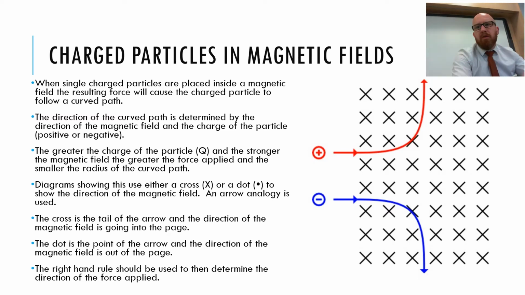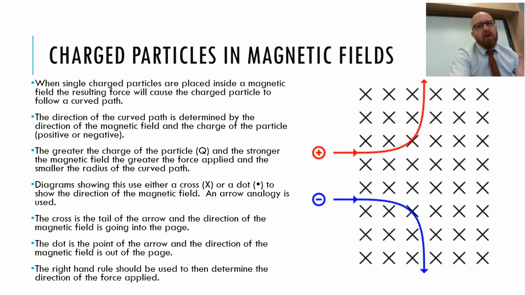Now if I just skip down and discuss what the crosses mean. The crosses use something known as an arrow analogy. The cross represents the tail of the arrow, the back of the arrow. So in this example, the magnetic field is going into the screen, into the page. If the magnetic field was coming out of the page, you would get dots instead of crosses. So the cross is the back of the arrow and the dot is the point of the arrow.